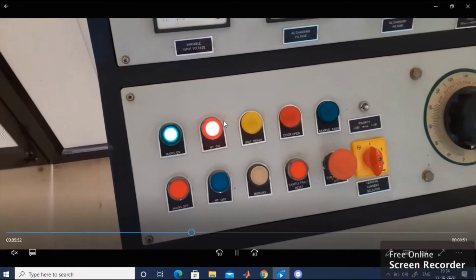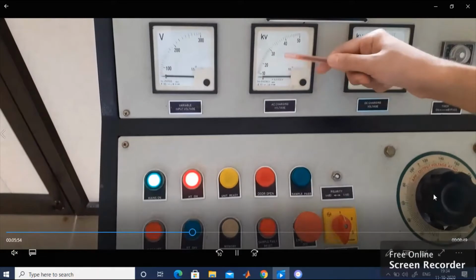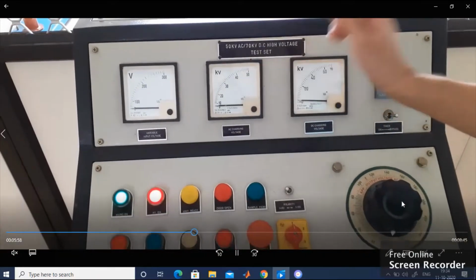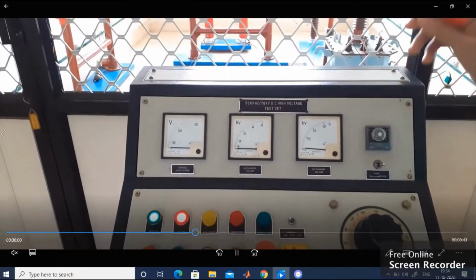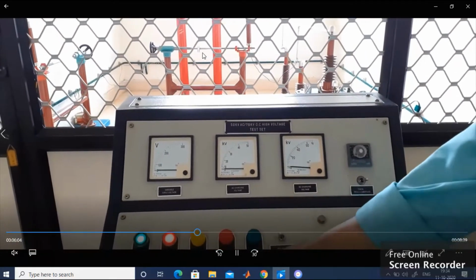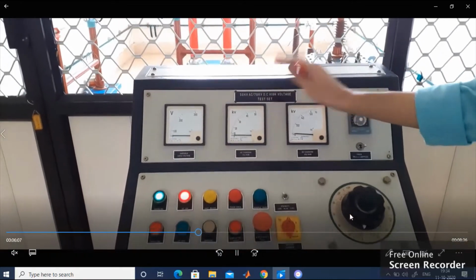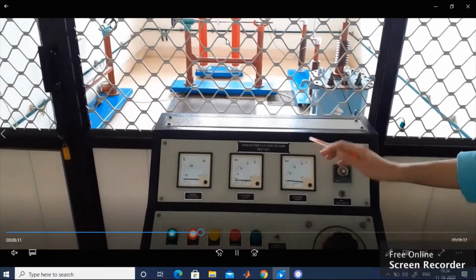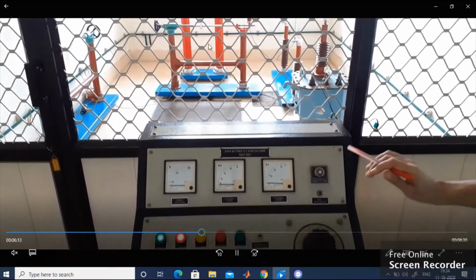Thereafter, by using the dimmer stat, you will be applying high voltage across these combinations, that means across plane to plane. You can see the gap, that means a 10 mm gap. Slowly you have to increase the dimmer stat, and at the same time observe and find out when the breakdown has happened.